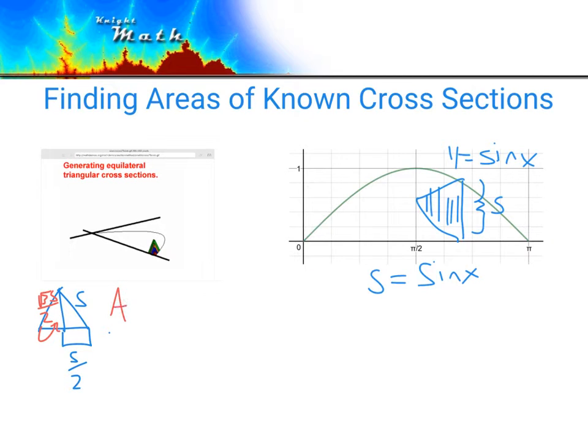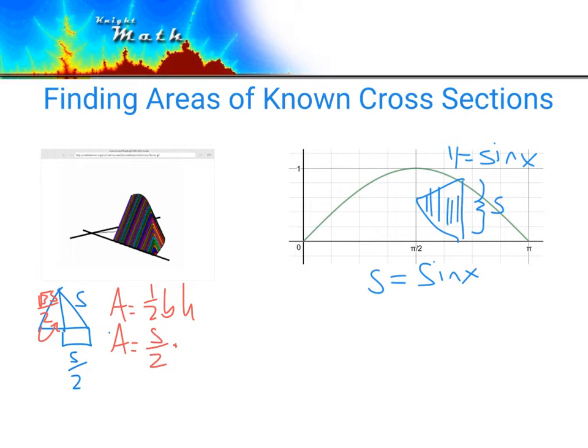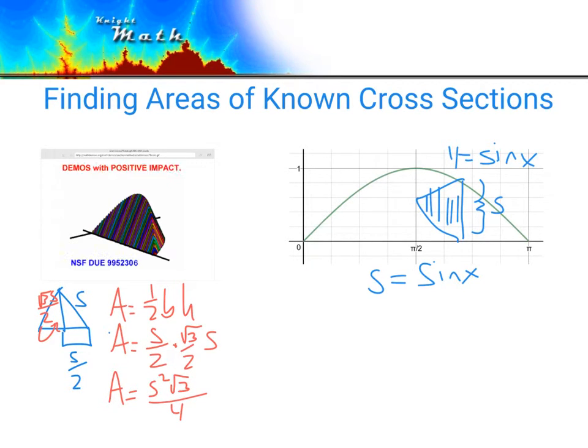So the area is half the base. Area of a triangle is half the base times the height. And so the area of an equilateral triangle here is S over 2, that's half the base, times the height, which is the square root of 3 over 2 times S. So the area of an equilateral triangle is S squared times the square root of 3 all over 4. So what is S? Well, S is, in this case, the sine of x.